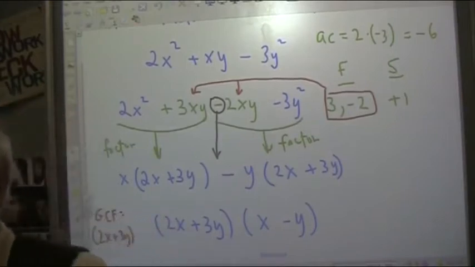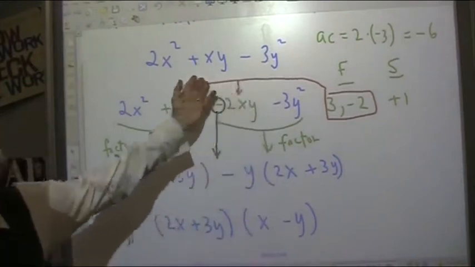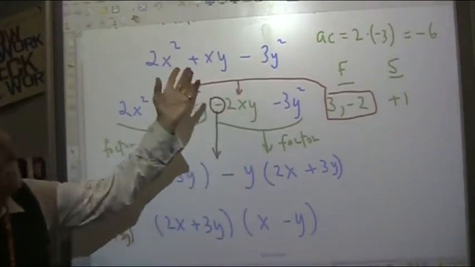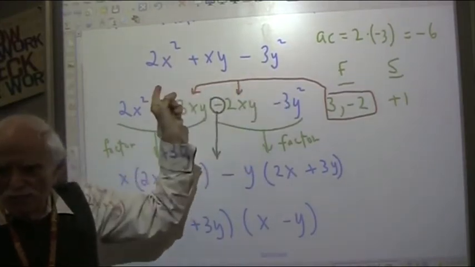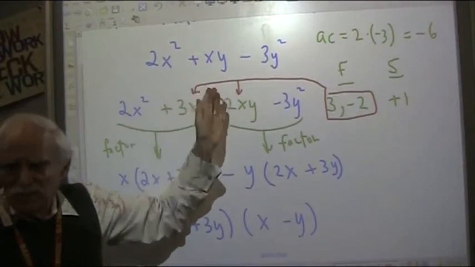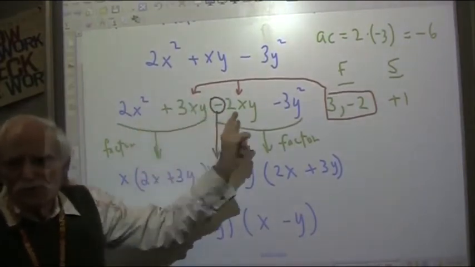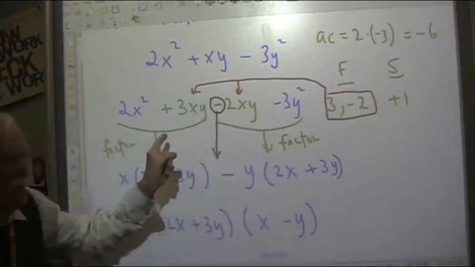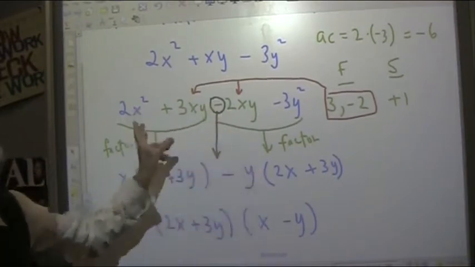Does that sound familiar, ladies? Okay, eyes up here. In our AC method, granted, we started with a trinomial, but then we split the middle term and we ended up with a 4-term polynomial. And how did we factor it? By grouping 2 by 2.